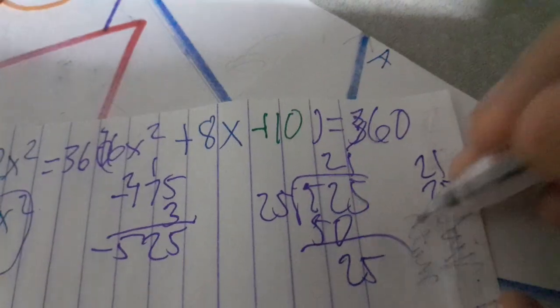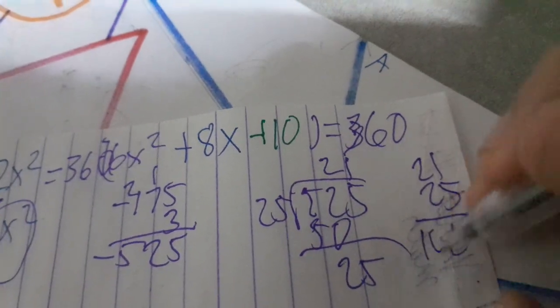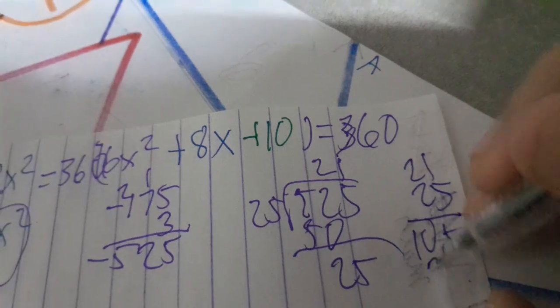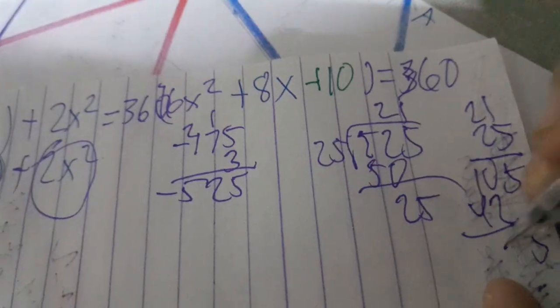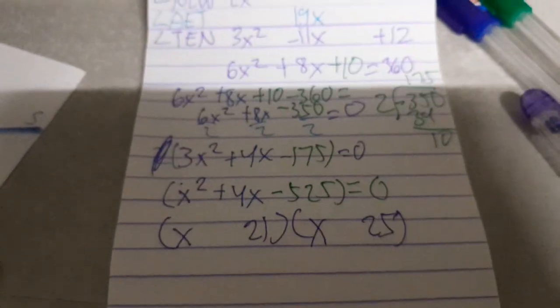So 21 times 25. 5 times 1 is 5. 5 times 2 is 10. 2 times 1 is 2. 2 times 2 is 4. Then add 5, 2, 4. 5. So therefore, the answer is correct. 525. So x is 21, x is 25.